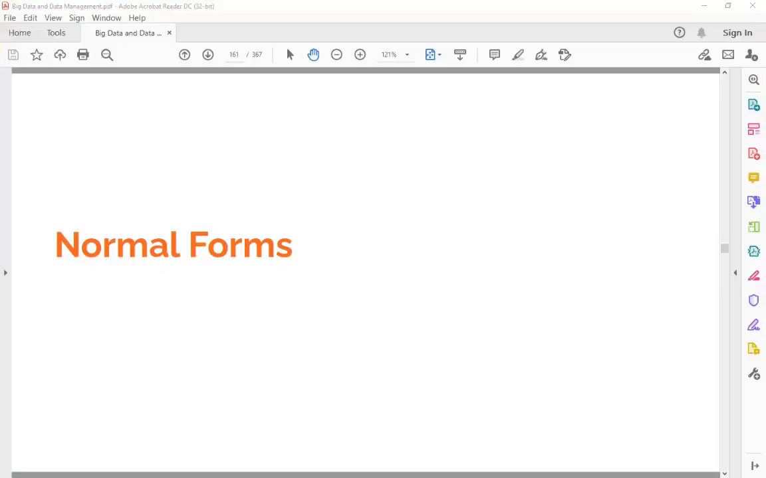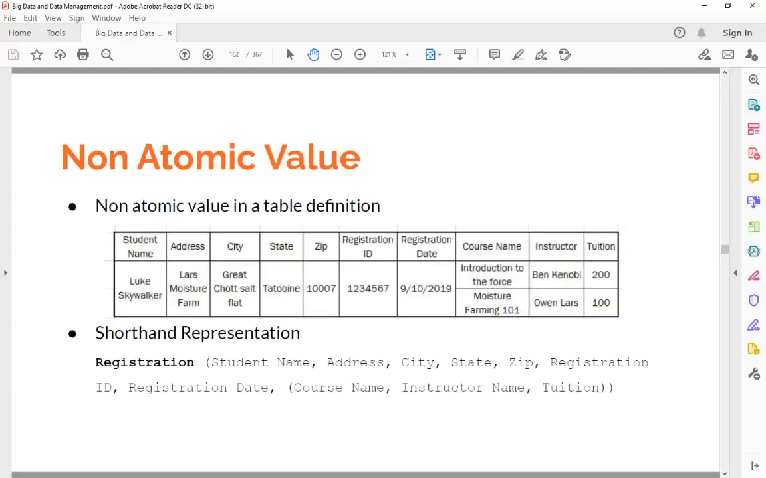Now let's look at normal forms, what they are and how to achieve them. We already see that the number one issue we encountered was non-atomic value. In this example, it's a repeating group. How do we achieve a state where we do not have any non-atomic value?